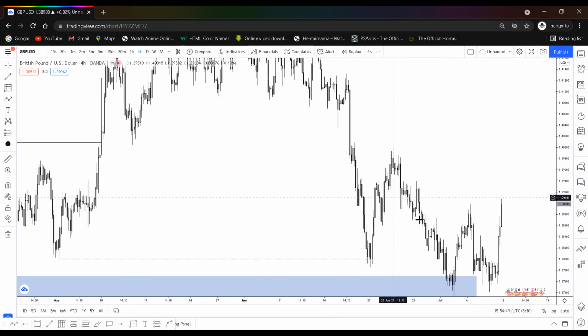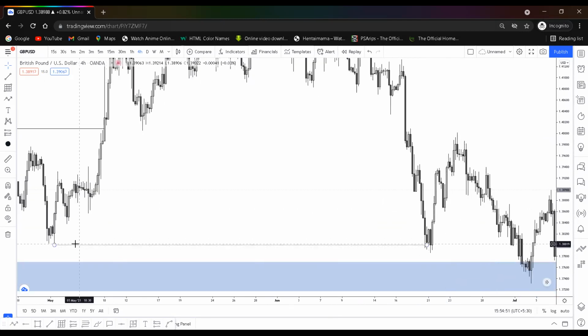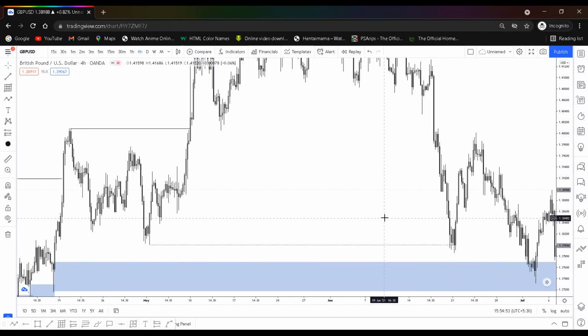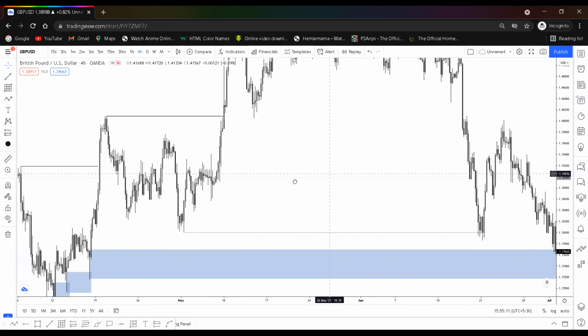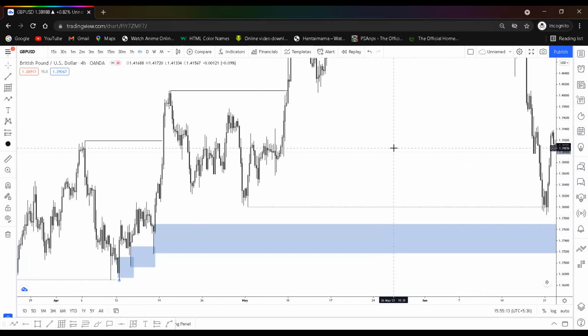So why is this pullback coming? Because now there are breakout traders who, like I told you, place their stop losses below this. If price continues to the downside, the people who placed their sell stops here would be in profit. So the market makers, the ones who control the market, do not want us to profit.